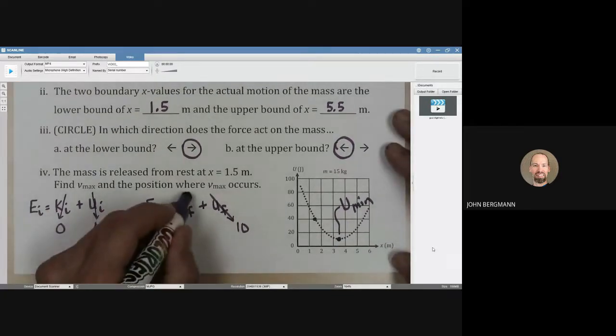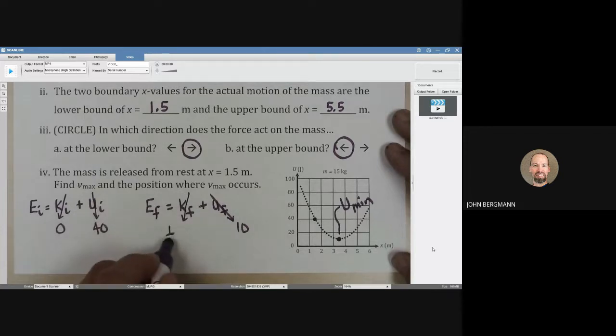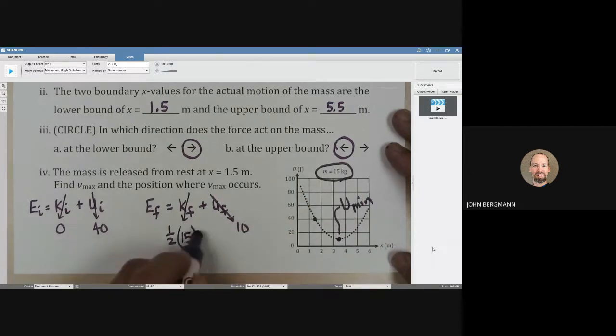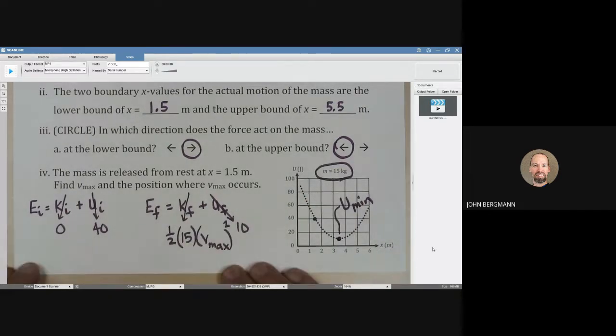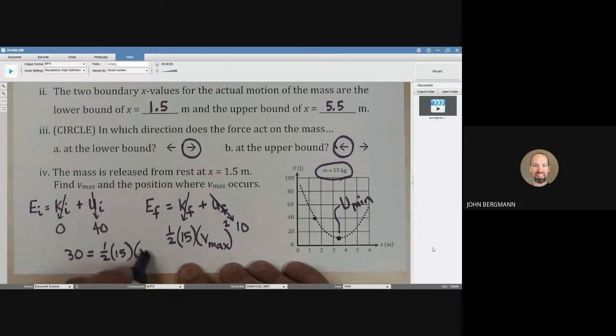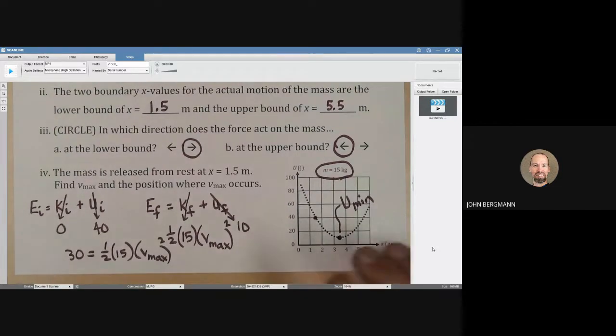And so the kinetic energy is going to be 1/2 times the mass, 15, right there, times Vmax squared. Okay, so what does that come out to? This is 40, and over here we have 10, so subtract that, so 30 is equal to 1/2 times 15 times Vmax squared. 60 divided by 15 is 4, so Vmax is going to be 2 meters per second.